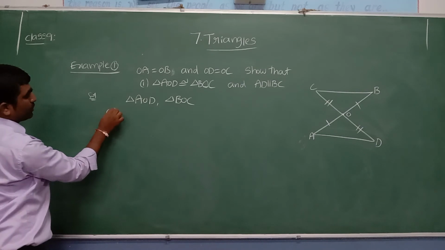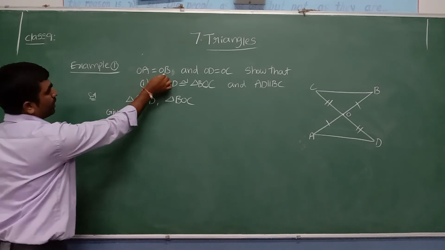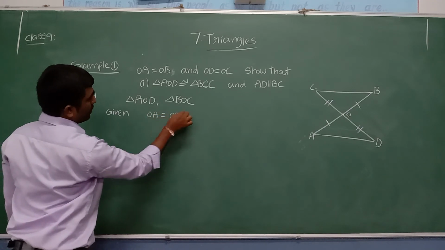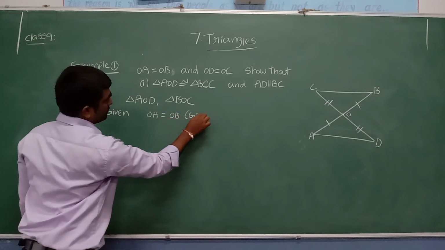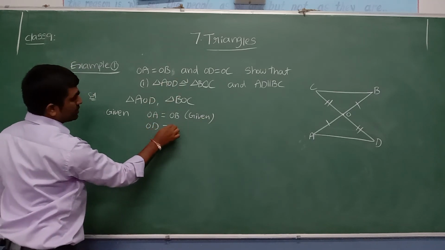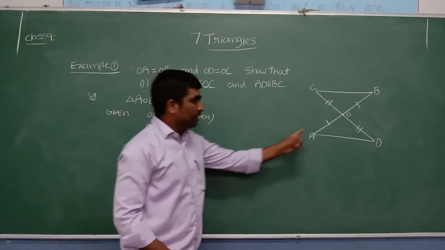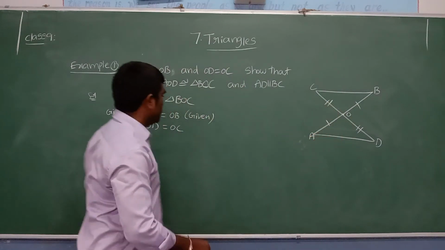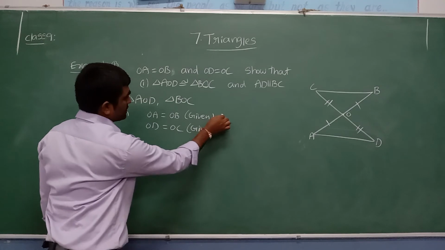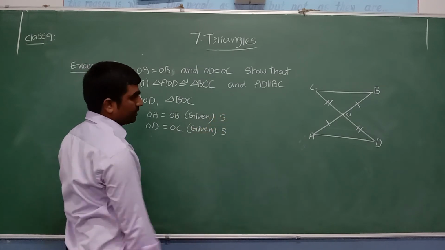What is given in the two triangles? It is given that OA is equal to OB. They gave this in the question itself. And they also gave OD equal to OC. We can see the symbols for the corresponding sides here. So one pair of sides is equal.